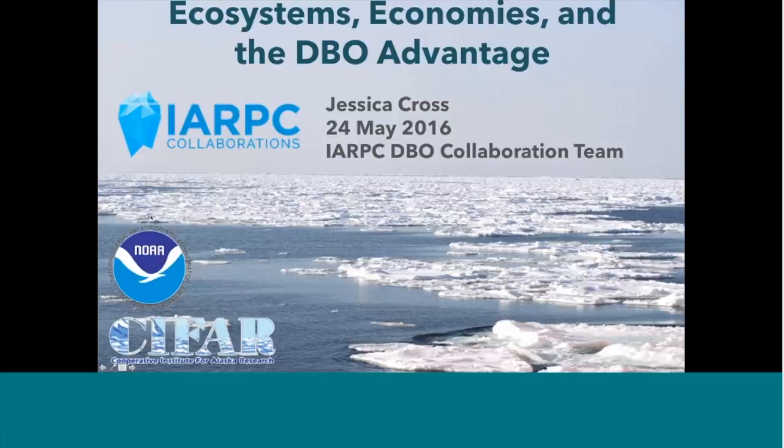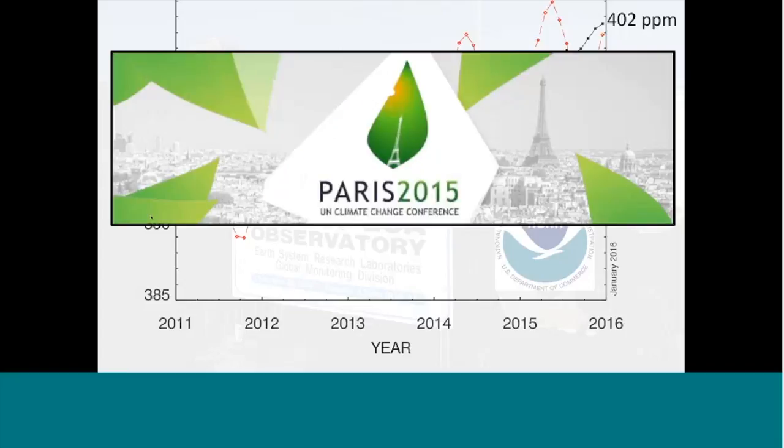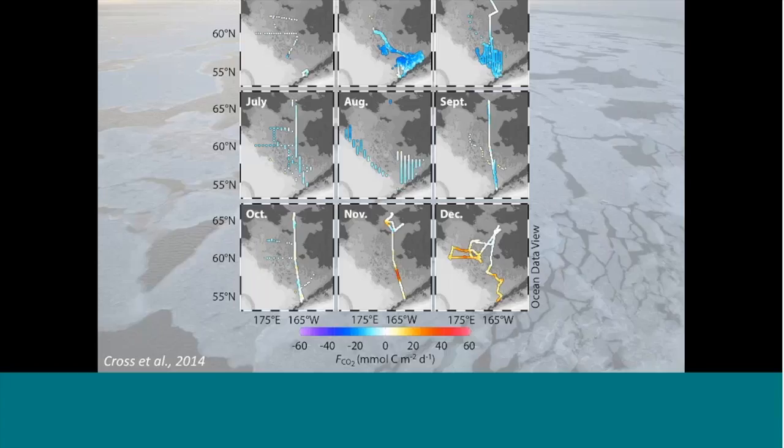Okay, so many of you will be familiar with this graph. This is showing the Mauna Loa Observatory's record of CO2 increases over the past 5 years. As you can see, CO2 in the atmosphere is increasing, and despite our best efforts through conferences and global agreements like COP21 and the recent Paris Agreement at the UN Conference on Climate Change, it's very likely that CO2 in the atmosphere is going to continue to increase. So as CO2 increases in the atmosphere, we also start to absorb that CO2 into the surface ocean.